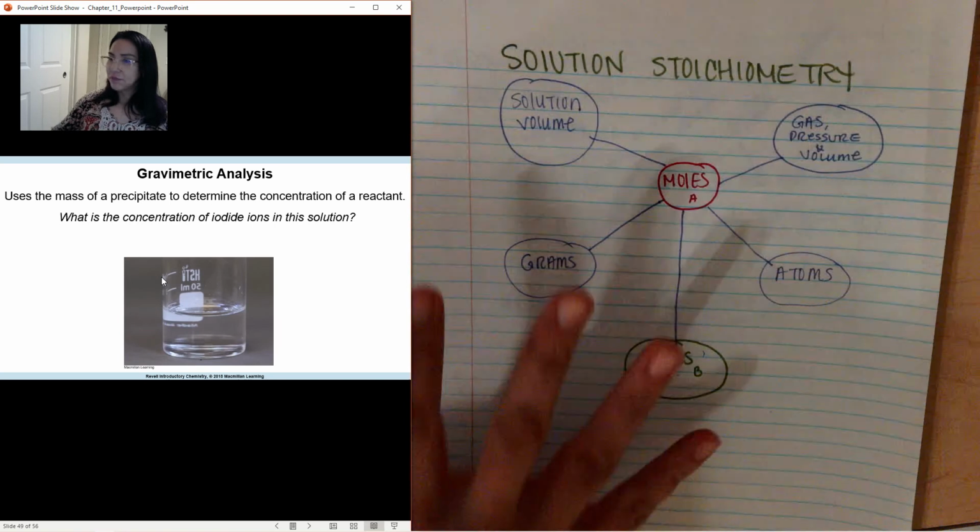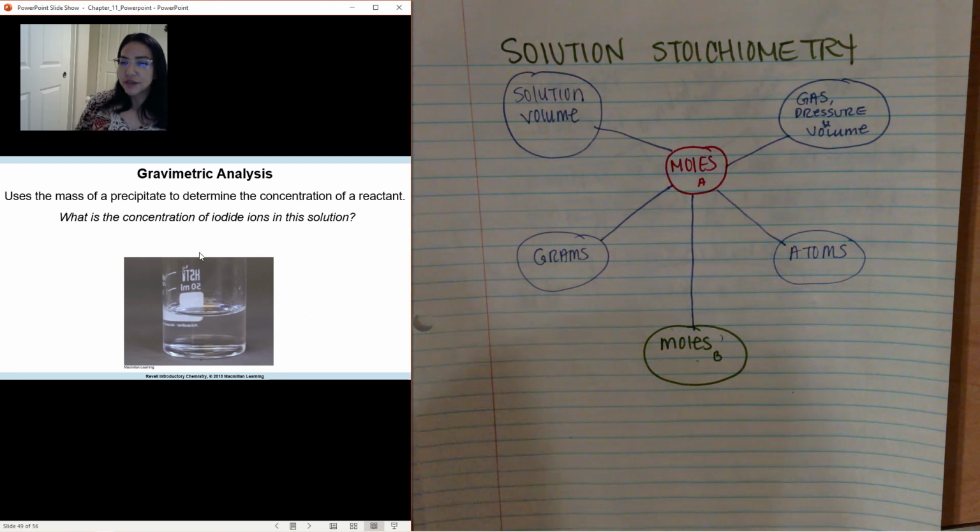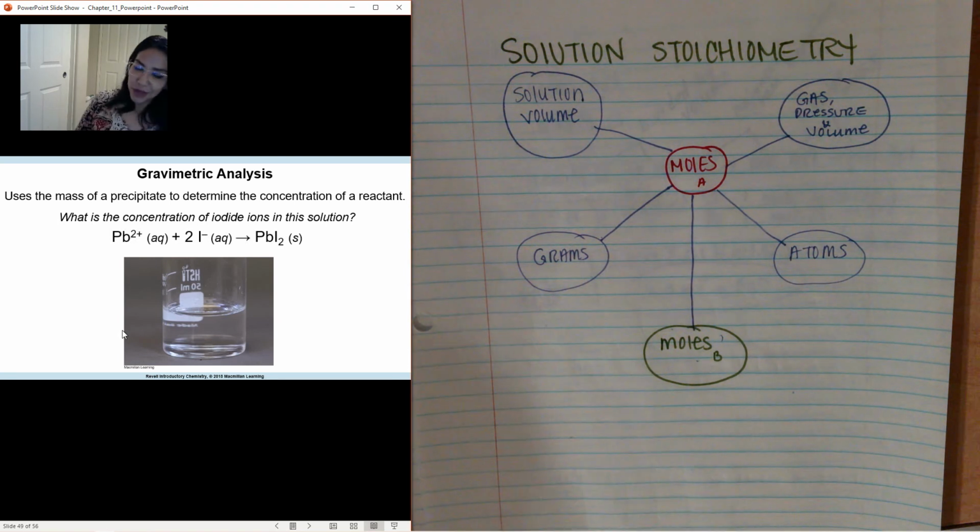I'm going to put this back up here, and then we're just going to quickly talk about this. So, the uses of masses of precipitate to determine the concentration of the reactant. That's all we're doing. The concentration of ions inside of the solution, the only way to know that is by actually doing some calculations.